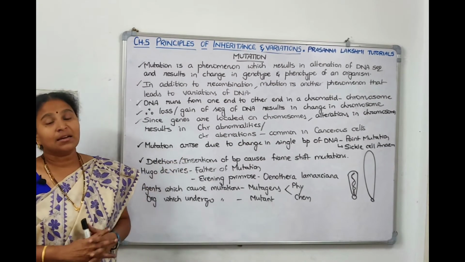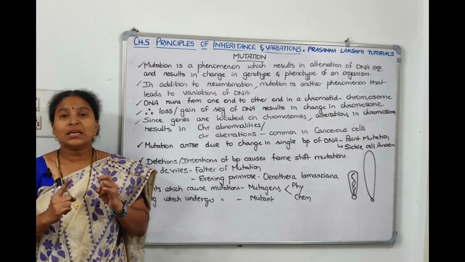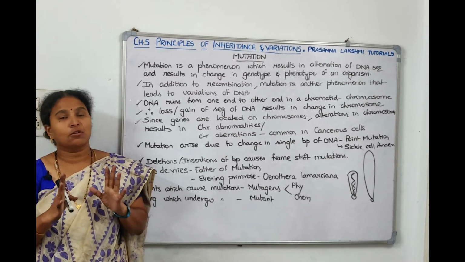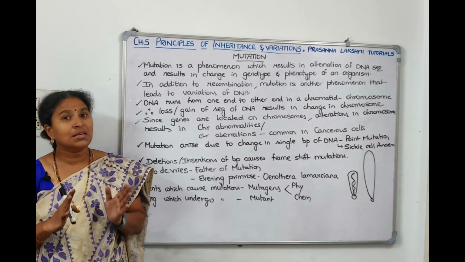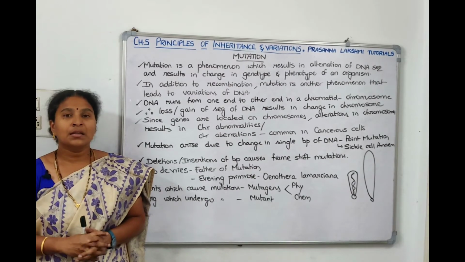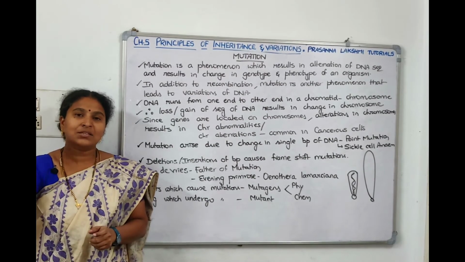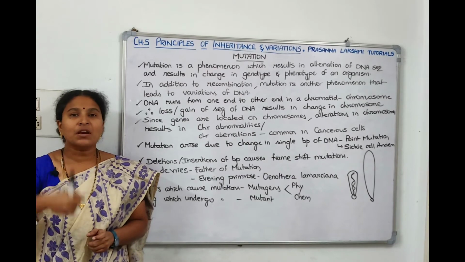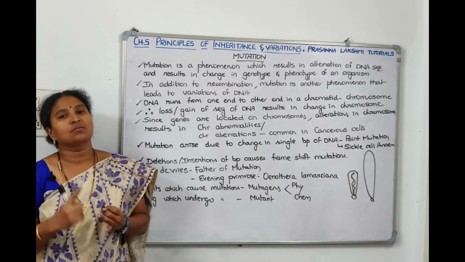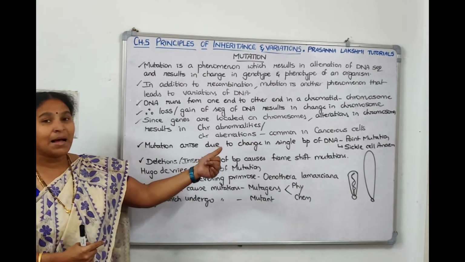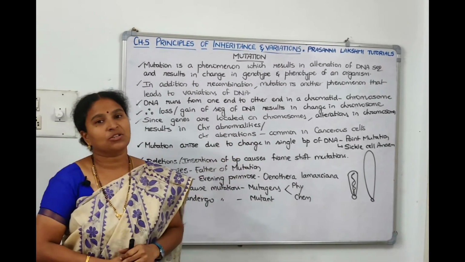Mutations can arise due to single base pair changes also. At one point A is removed, G is added. So we call it a point mutation, single mutation. A classical example for point mutation is sickle cell anemia.